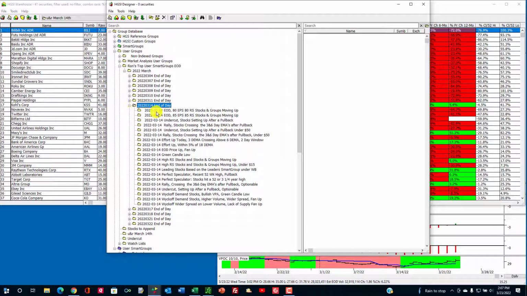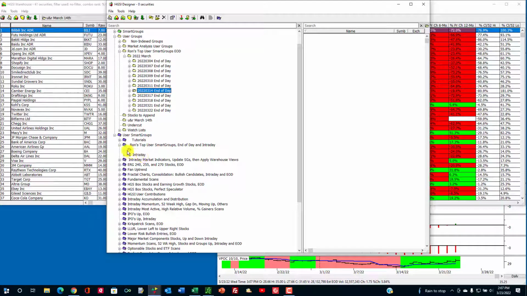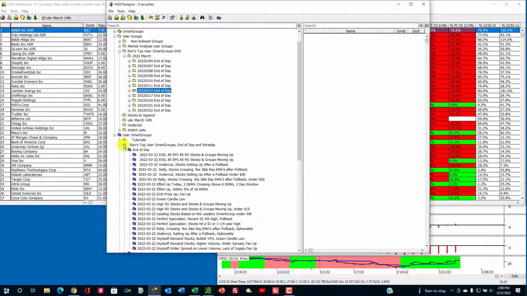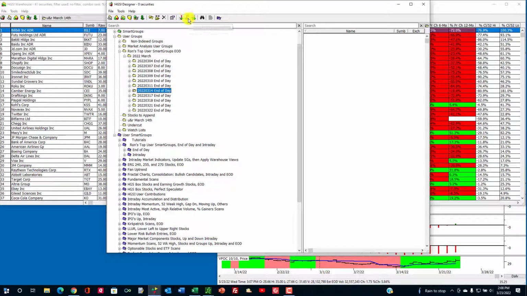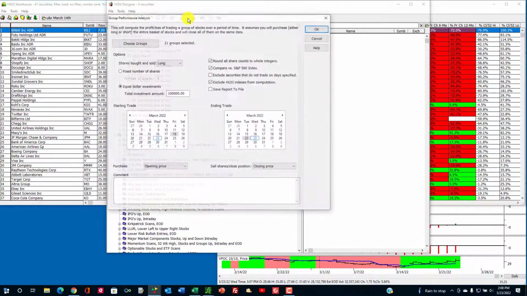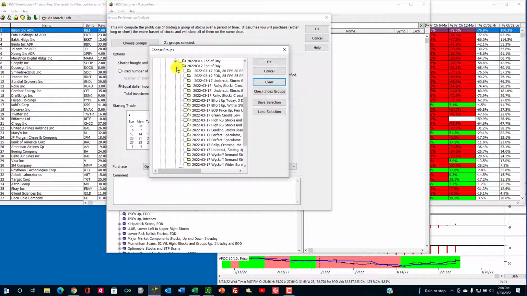I want to show you the results from the end of day on the 14th. Since the rally began on the 15th, I just want to show you which of these end of day user groups have performed best. So what I'm going to do is go up to the group performance analysis. I'm going to choose the group. I'll clear what I have in here and make sure that I am selecting the end of day on the 14th. I'm using the 14th because the rally began on the 15th.